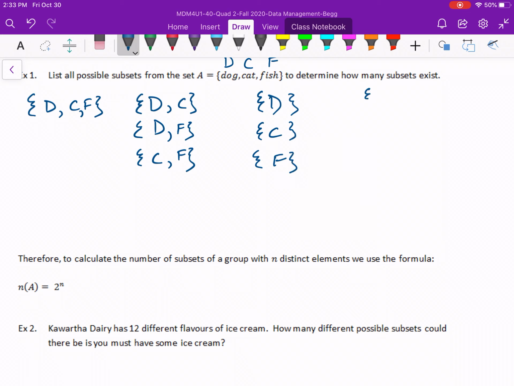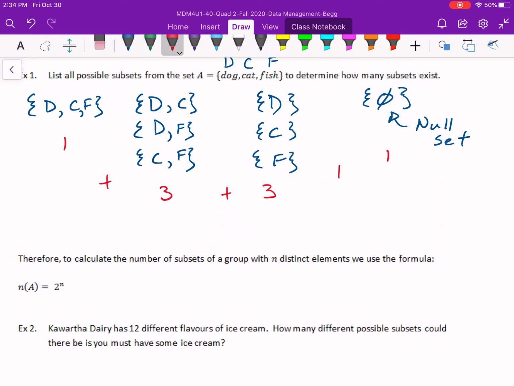Maybe I'm allowed no pets. So sad. We call that the null set. That's zero with a line through it. There's nothing in it, but we can still consider it a way to come up with a subset. So how many subsets are there? Well, there's one, and there's three here, and there's three here. And if we count this one, then there's one. So it looks like there's 8 different subsets that I can come up with from those 3 elements.